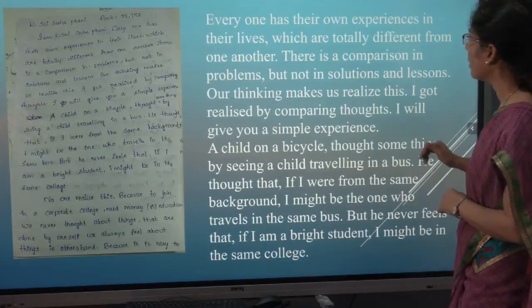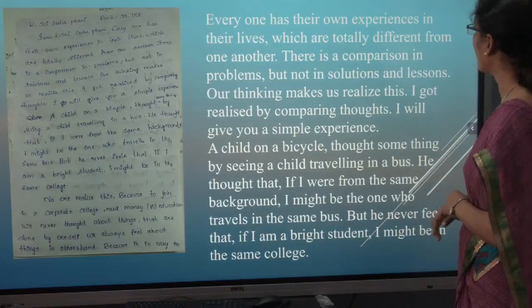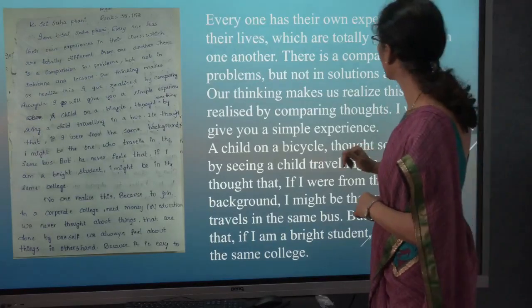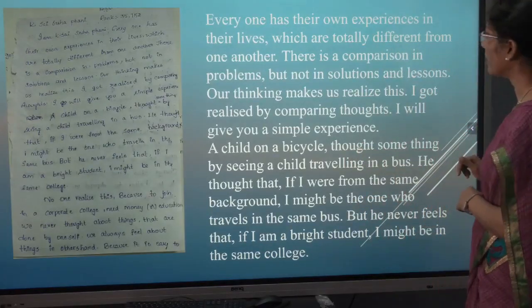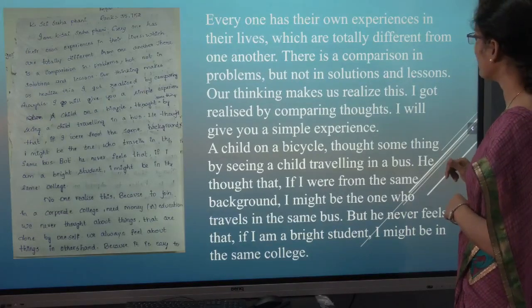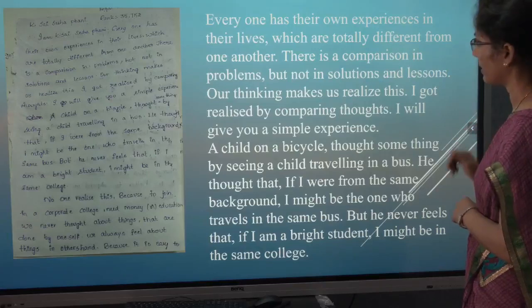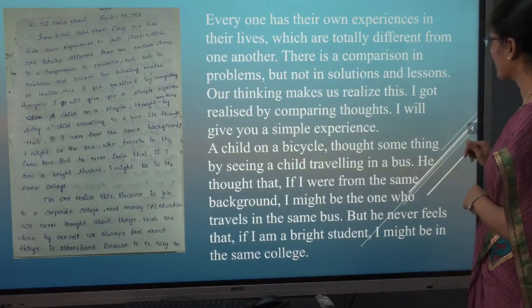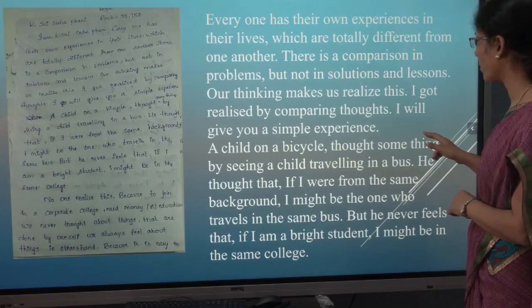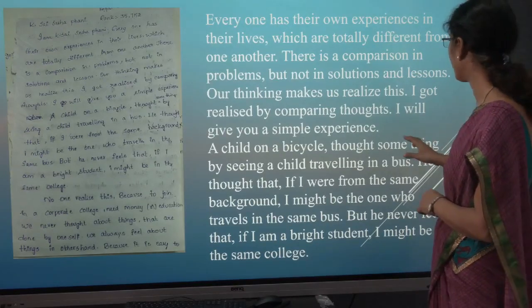See this one. Everyone has their own experiences in their lives, which are totally different from one another. There is a comparison in problems but not in solutions and lessons. Our thinking makes us realize this. I got realized by comparing thoughts. I'll give you a simple experience.